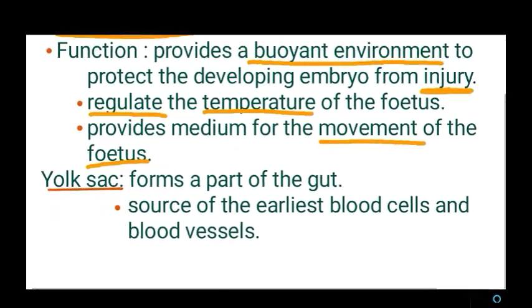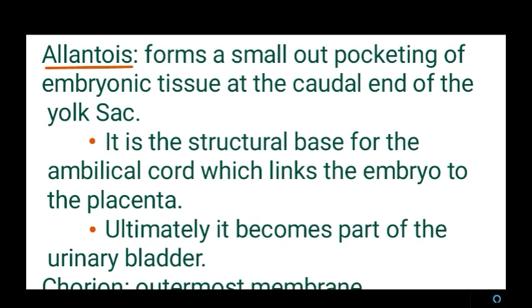The next membrane is the yolk sac. The yolk sac is a part of the gut. The yolk sac is the earliest source for blood cells and blood vessels. The blood cells and blood vessels of the fetus arise or are formed from this yolk sac. The next extraembryonic membrane is allantois. The allantois forms a small outpocketing of embryonic tissue at the caudal end of the yolk sac.